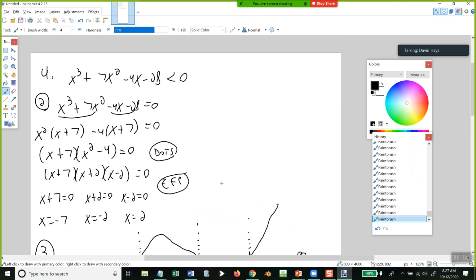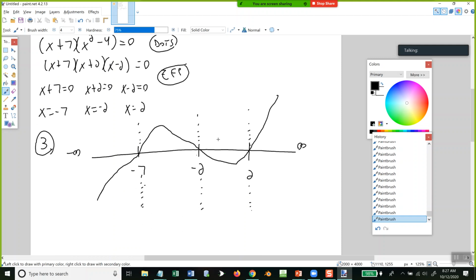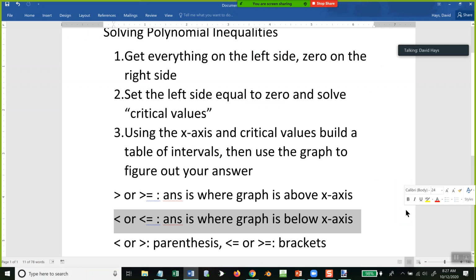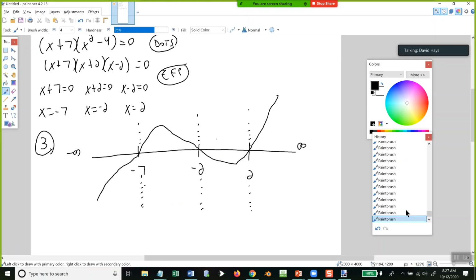Now this problem was a less than. Less than tells us our answer is where the graph is below the x-axis. It's below in this interval, and it's below in this interval. So this will be negative infinity to negative 7. This will be negative 2 to positive 2.